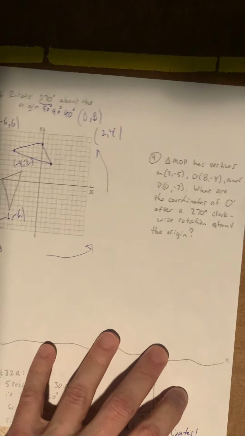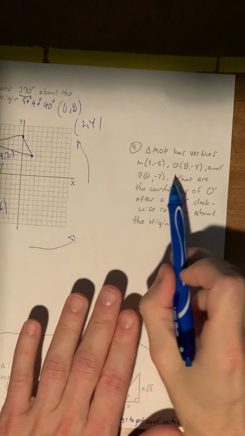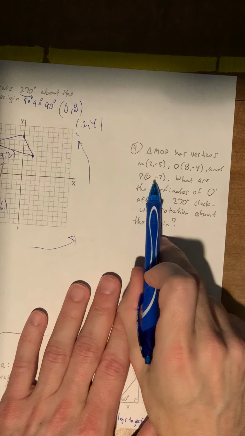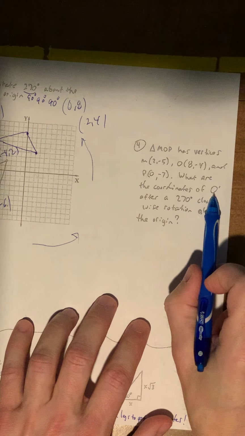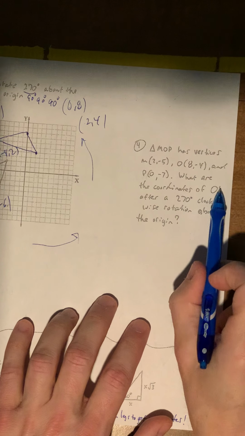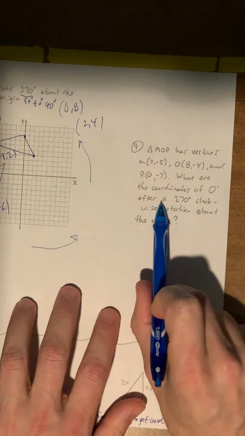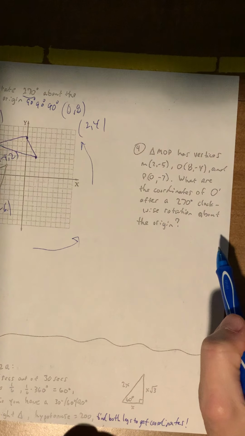All right. Let's look at number 4. It reads, triangle MOP, the vertices are here for M, here for O, here for P. Now, the question is, what are the coordinates of O prime? Remember, prime is where it ends up at the end. What are the coordinates of O prime after a 270 clockwise rotation about the origin?